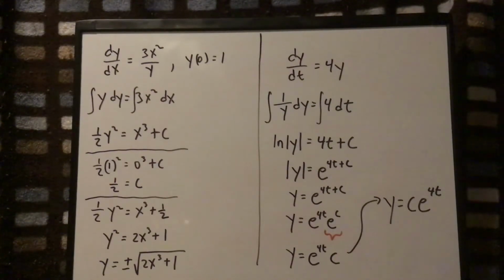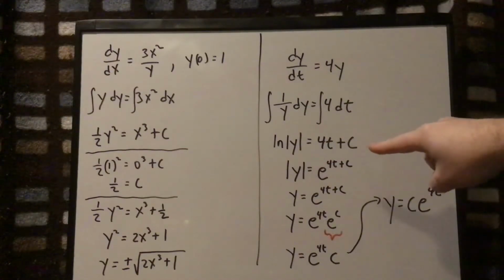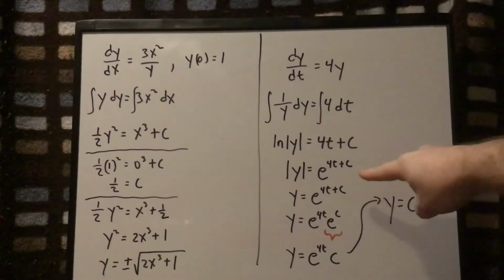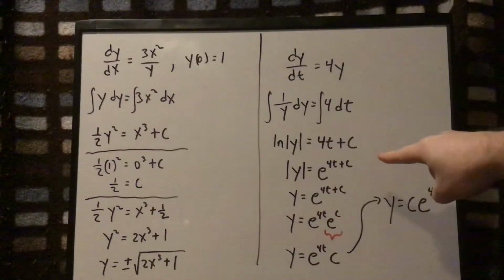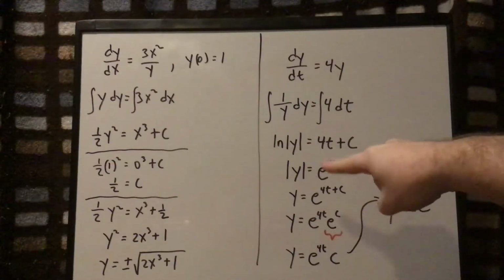Now, I can get rid of the absolute value bars because it says the absolute value has to equal this e to the 4t plus c. Since this is an exponential function, e to any power can't ever come out negative. So basically, I don't need the absolute value because there's no way that y could be negative.